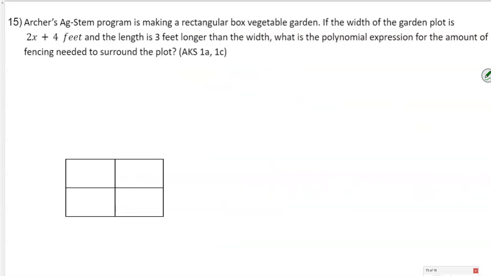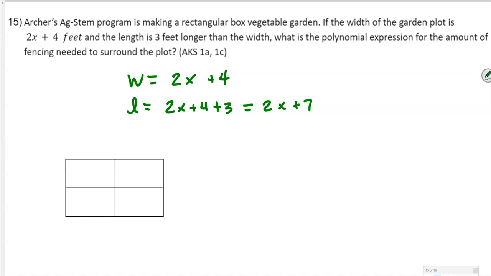Okay. So the next one says, Archer's Ag STEM program is making a rectangular box vegetable garden. If the width of the garden plot is, so the width is equal to 2x plus 4, and the length is 3 feet longer. So the length is going to be 2x plus 4 plus 3. Isn't that going to be 2x plus 7? What is the polynomial expression for the amount of fencing needed to surround the plot? Ooh, I think I did this problem wrong. Did I? No, I didn't do this problem wrong. We don't need that box, do we?